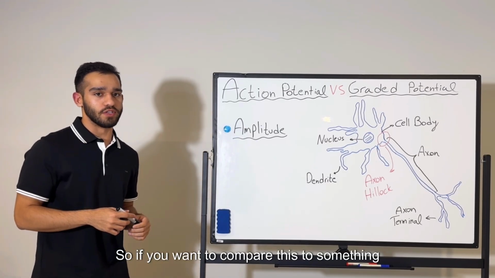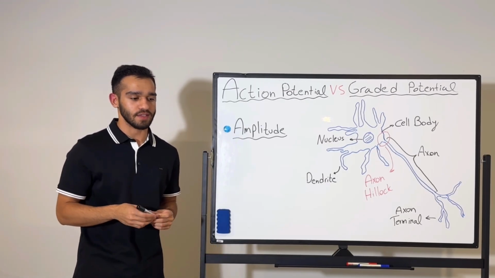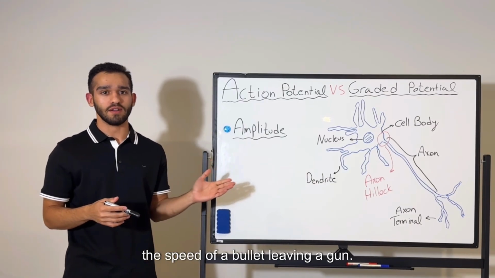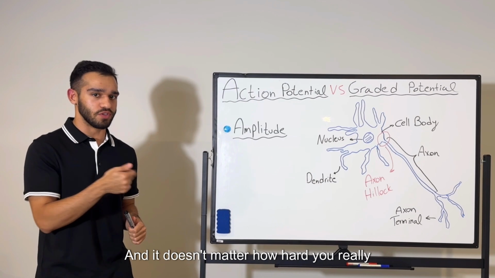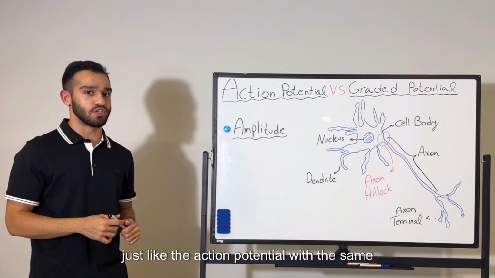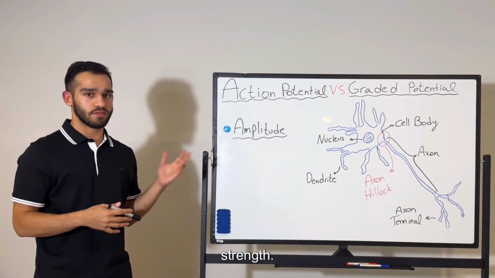If you want to compare this to something in real life, we can say that the action potential is like the speed of a bullet leaving a gun. It doesn't matter how hard you pull the trigger, the speed is always the same, just like the action potential with the same strength.